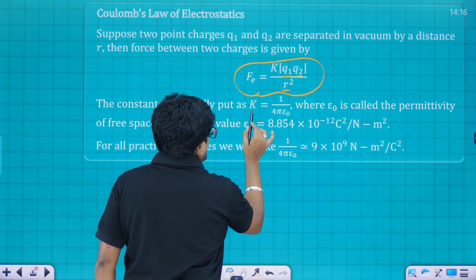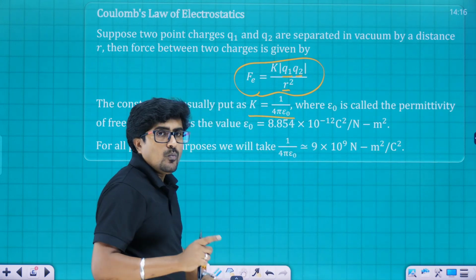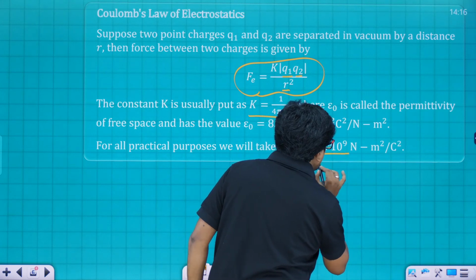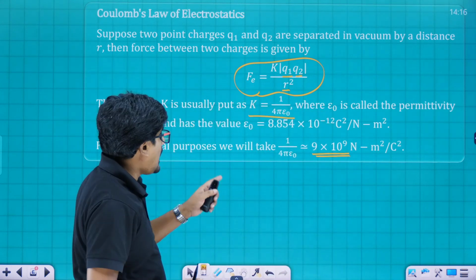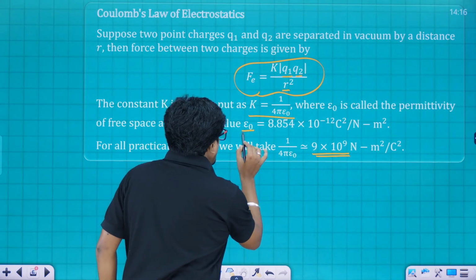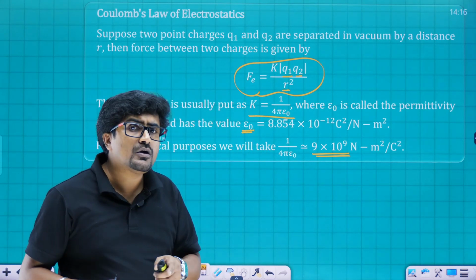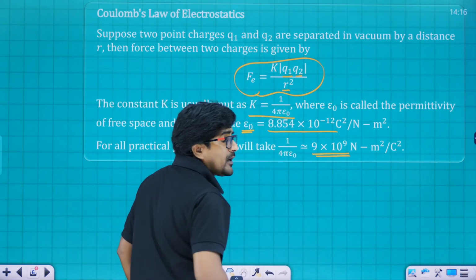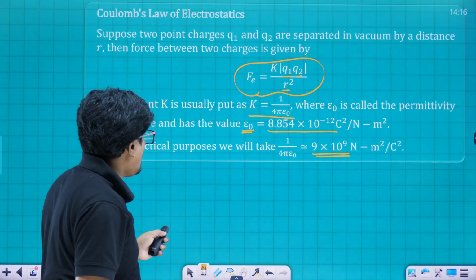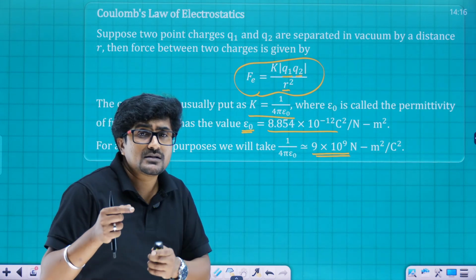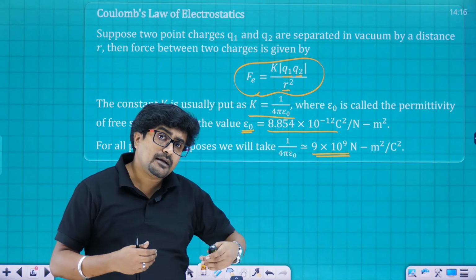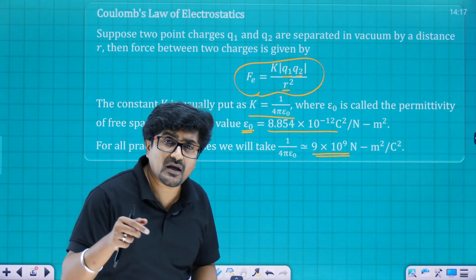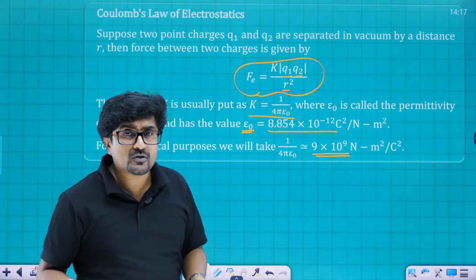K is the constant of proportionality, and that is equal to 1 divided by 4 pi epsilon naught, and it has the value 9 into 10 to the power 9. The value of epsilon naught, which we can also call the absolute permittivity of air or vacuum, is numerically equal to 8.854 into 10 to the power minus 12. This is the case if you are having 2 charges separated by a distance small letter r, and the medium of separation is air. So this is the force by which they are going to interact with each other. It could be either attraction or repulsion depending upon the polarity.